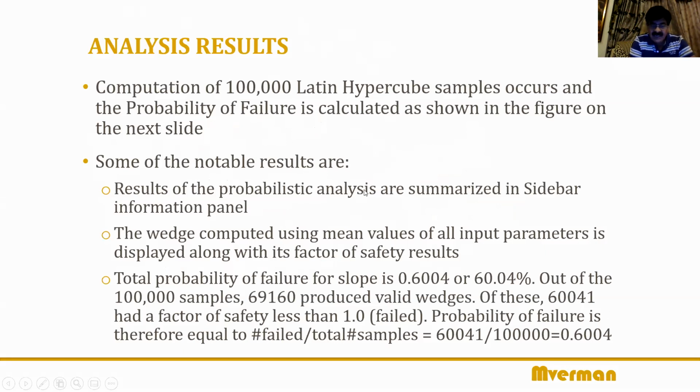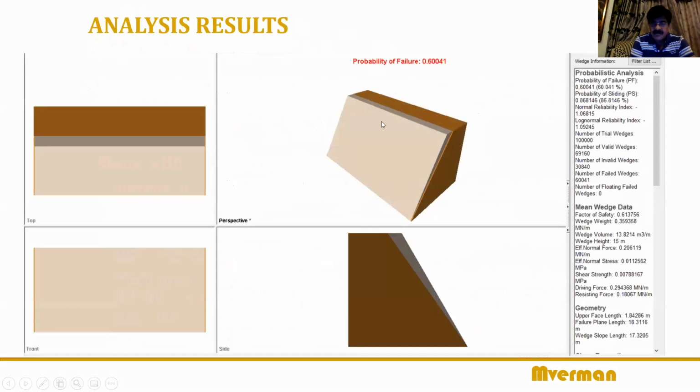And the results of probability analysis are summarized in the sidebar information panel. This is what you saw actually, 0.60041, and that's where it is summarized. Probability of failure 0.60041, which is actually 60.041%. Okay.